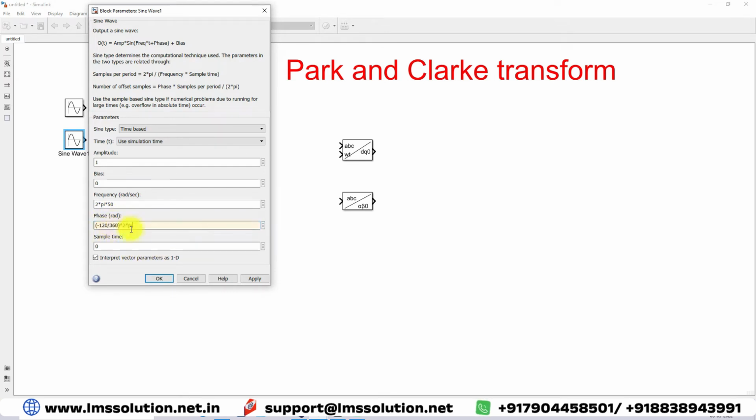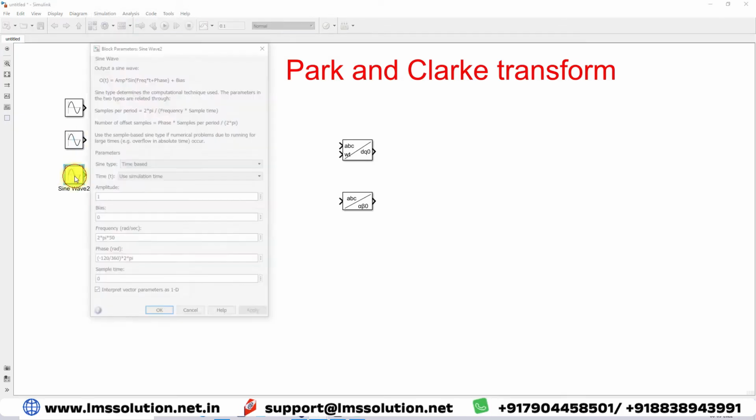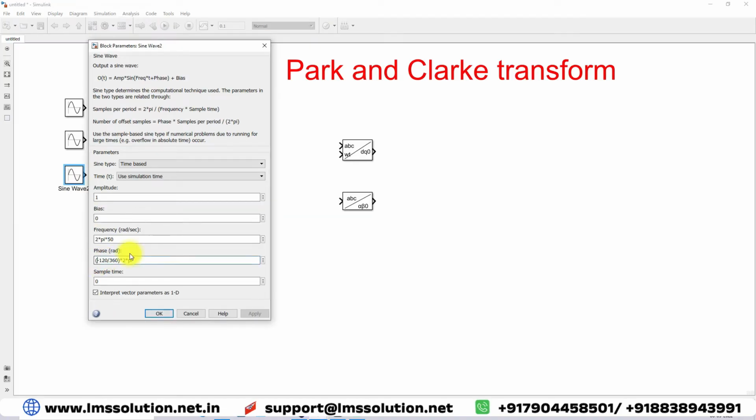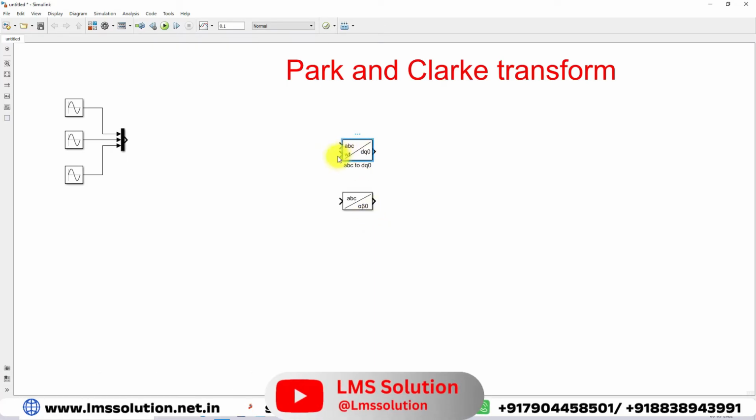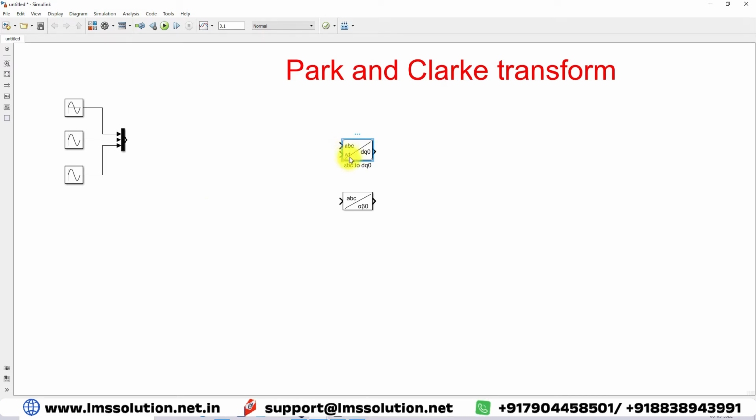The degrees are converted into radians, and then for the third phase the phase angle is 120 divided by 360 into 2 pi. Then I'm going to take a Mux to combine these three inputs. So here you can see ABC to dq0 and ABC to alpha beta 0. For ABC to dq0, we need to provide two inputs. One is the three-phase input, and another one is omega t. Omega t can be generated by means of another block, nothing but a phase locked loop.